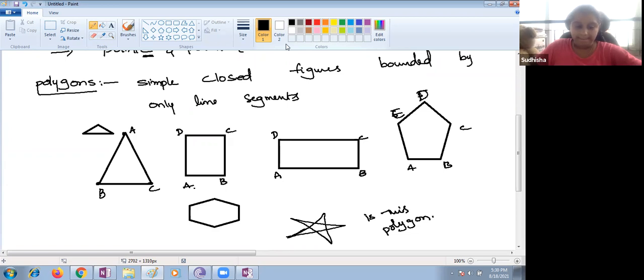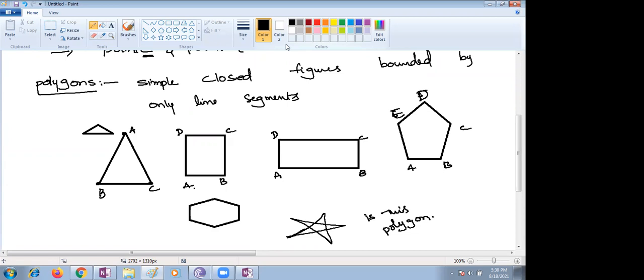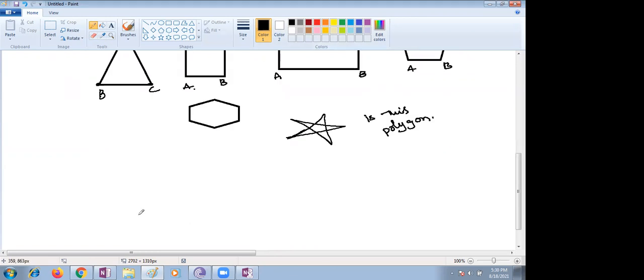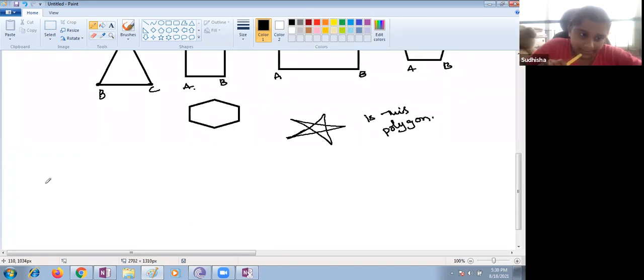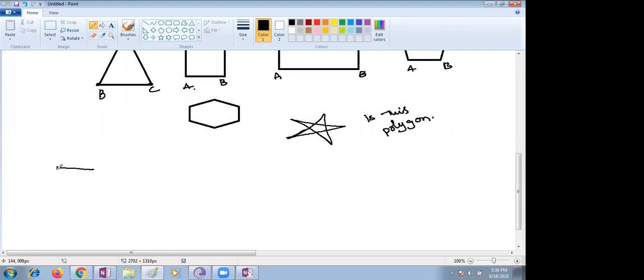Now I'm going to draw a few more diagrams on the screen. Which are polygons, which are not polygons? You are supposed to tell those. There is a picture given in your textbook. Is this a polygon or not? Yes, ma'am, it is. Very good.